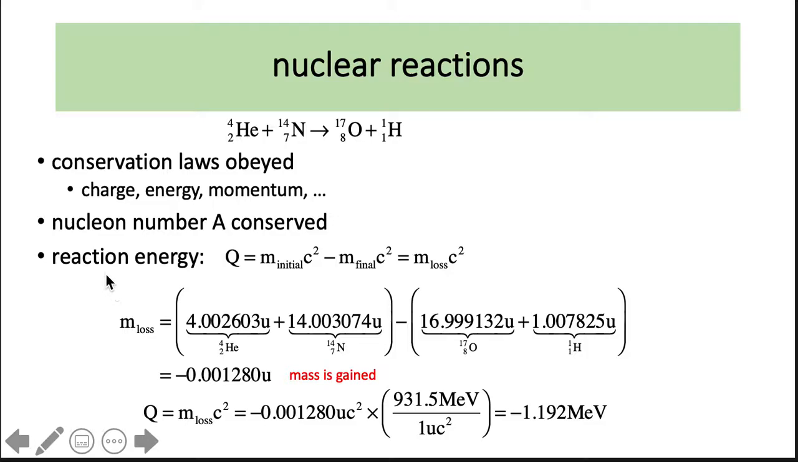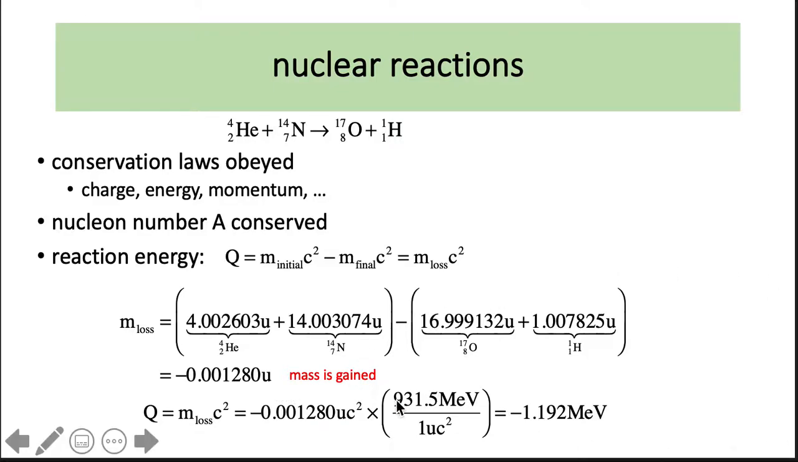So the Q of this reaction is the mass loss times c squared. And the mass loss we calculated as 0.001280 U, but negative. So the Q comes out negative. You could just multiply by c squared and you'd get an energy. If you put everything in SI units, you'd get energy in joules. But nuclear physicists like energy units of MeV, mega electron volts. So you could first make this in joules and then convert it to mega electron volts by a conversion factor.